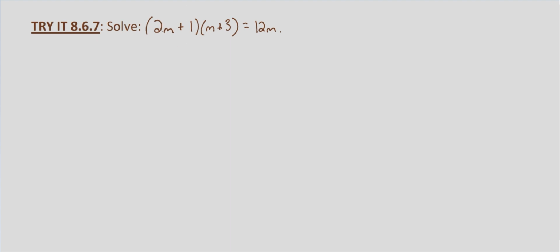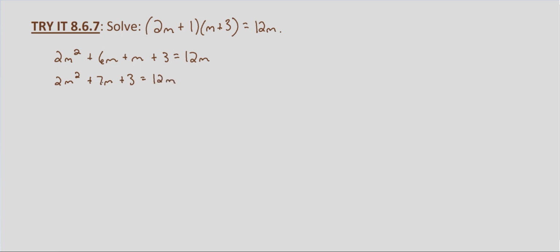If we use the FOIL method, 2m times 3 is 6m. Or let's start with the first terms. I said FOIL, but then started using the distributive method. So 2m times m, that's 2m squared. Outside, 2m times 3, that's plus 6m. Inside, 1 times m, so that's plus m. And then 1 times 3, that's plus 3. That still equals 12m. Combining like terms, we end up with 2m squared plus 7m plus 3 equals 12m.